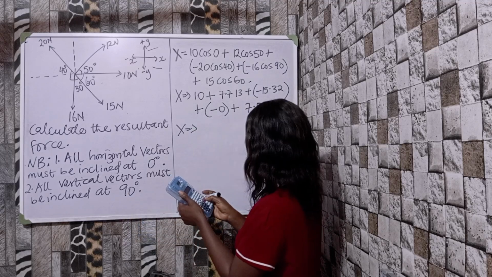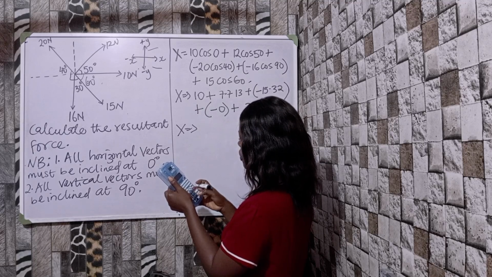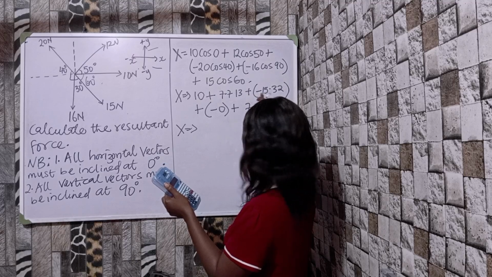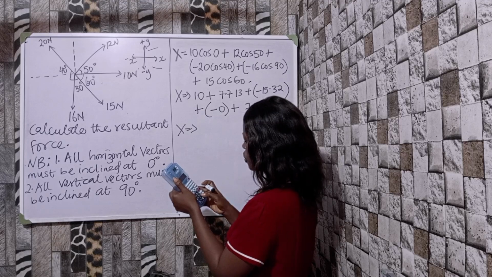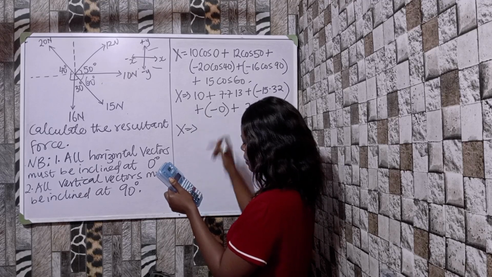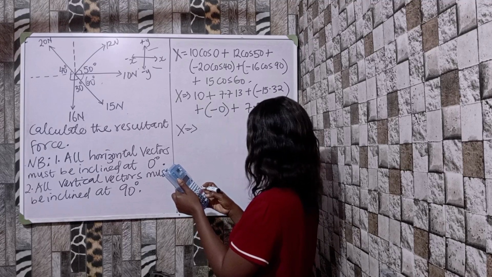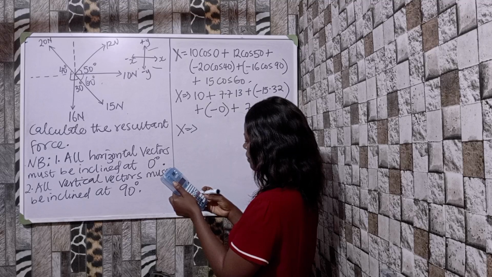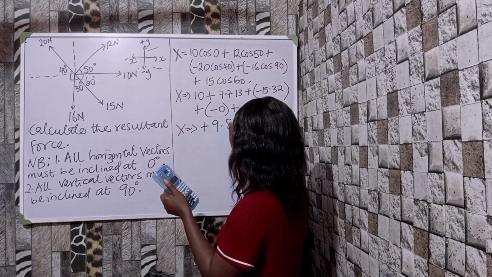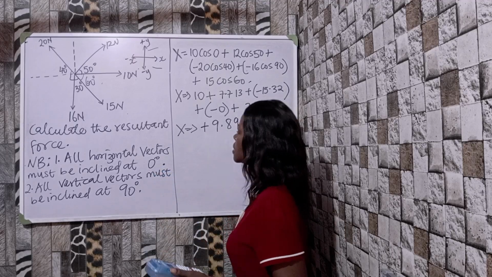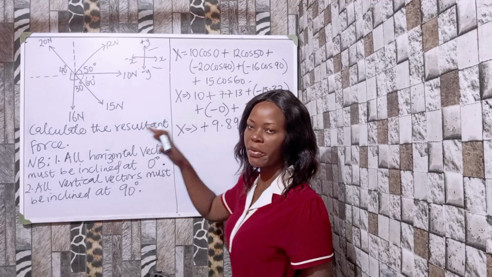So let's add all together to see what we have. 10 plus 7.713, plus times minus is minus, so I will say minus 15.32, then minus 0, plus 7.5 is going to give me plus 9.89. That is for the horizontal component. So let us add all the vertical components together.